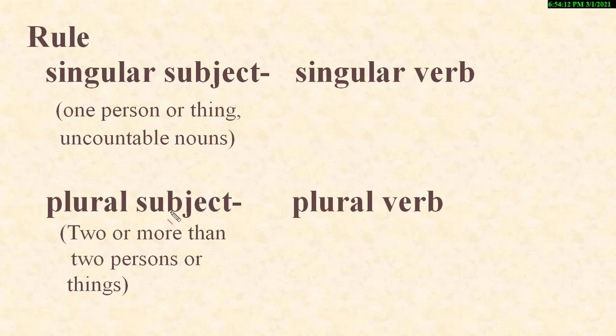When the subject is plural, we use the plural verb. And what is the plural subject? When there are two or more than two persons or things. Like we say they. They is a plural subject. We say Neha and Seema. Now here we have two persons, so it's a plural subject. But what are the singular and the plural verbs?